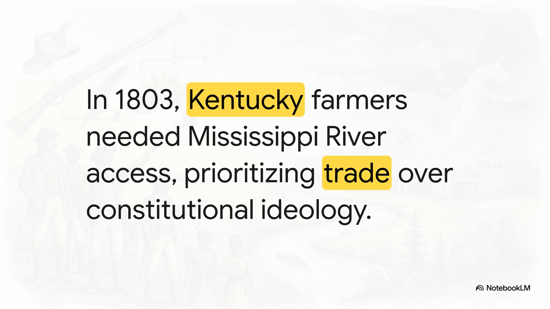Why? Well, because Kentucky farmers absolutely needed access to the Mississippi River and the Port of New Orleans just to survive economically. So when Napoleon offered to sell the entire Louisiana territory, Jefferson and Breckinridge pushed the purchase through immediately, even though Jefferson himself admitted the Constitution made no provision for acquiring foreign territory. It's wild to see, but local economic needs and practical trade completely trumped pure constitutional ideology.